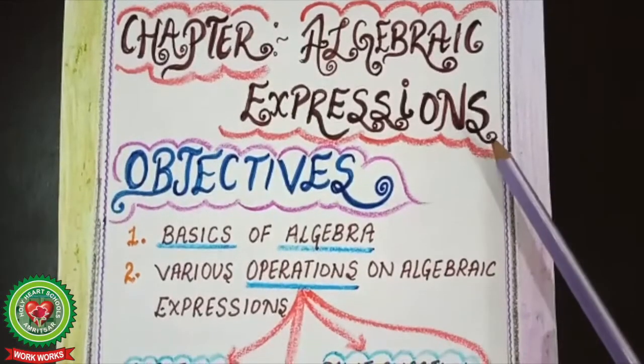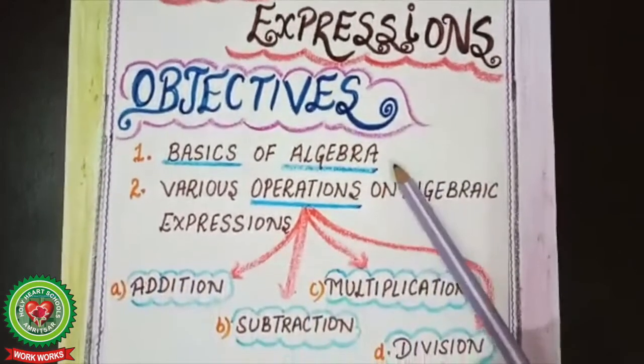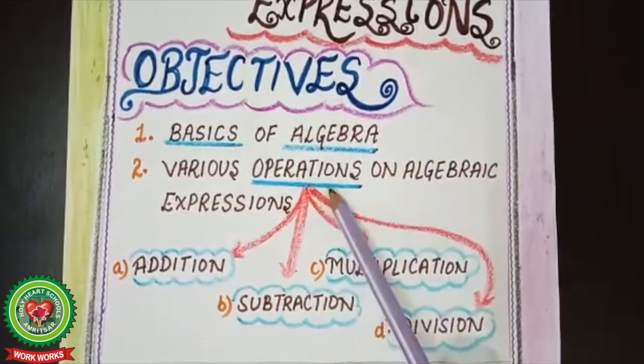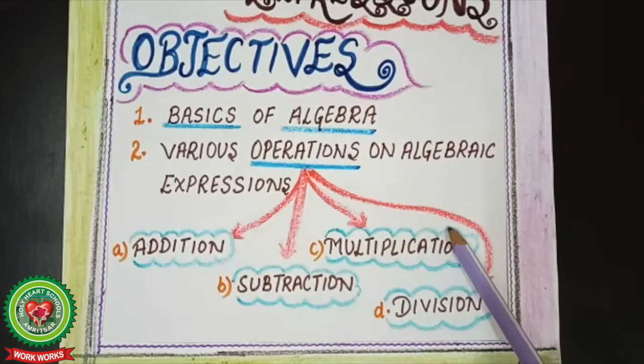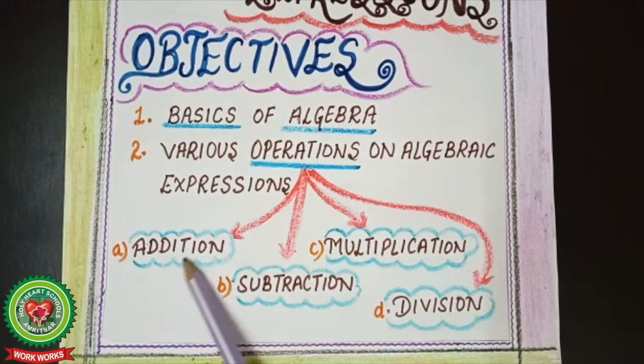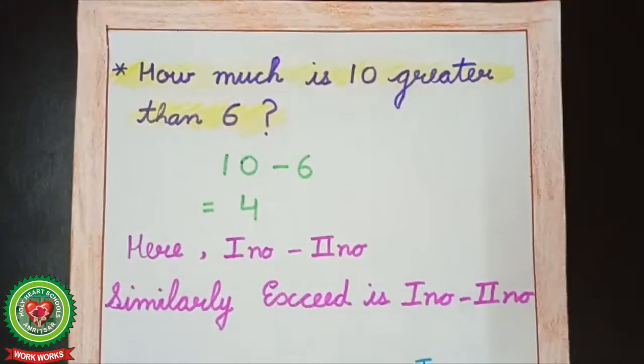After algebraic expressions, we have already done the basics of algebra and the various operations on algebraic expressions, that is addition, subtraction, multiplication and division. So today's video is going to be about some special types related to these two operations, that is additions and subtractions. So let's get started.